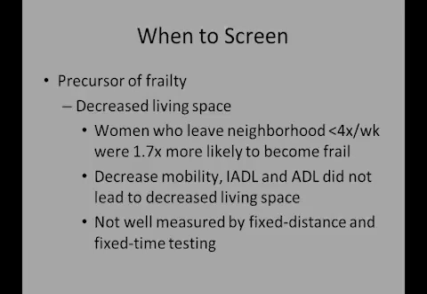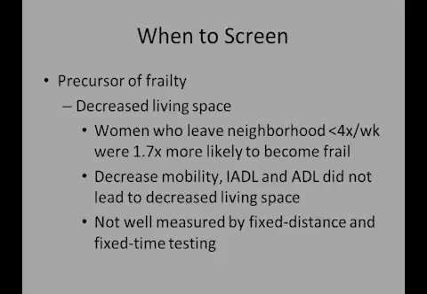Another way of thinking about when to screen for frailty is a study that looked at living space. If you think of the hub or the center of that living space being the bedroom or the individual's bed, how far away from that bed can the individual get on a daily basis? And then you look at that as a radius. Can they get out of their bedroom? Can they get to their living room? Can they get outside the home? Can they get clear across town to run errands?